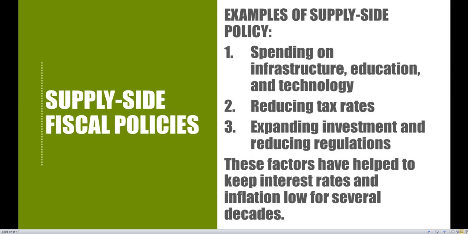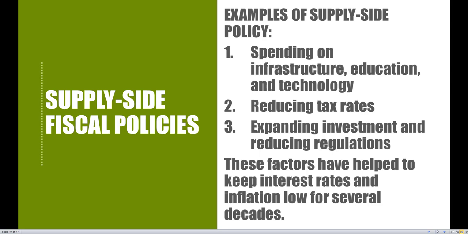And then finally here, expanding investment and reducing regulations. So if the government can incentivize a lot more investment by firms and corporations and reduce regulations, once again, this can lead to a lot more goods, a lot more services being put into the marketplace within the economy, and that can lead to higher potential or full employment GDP.